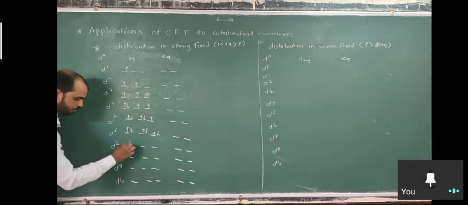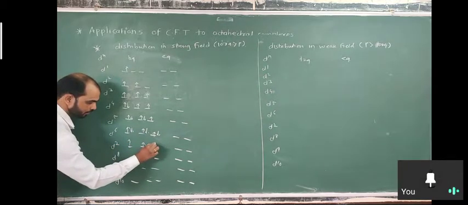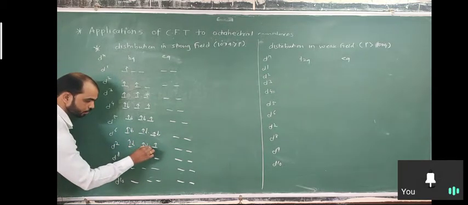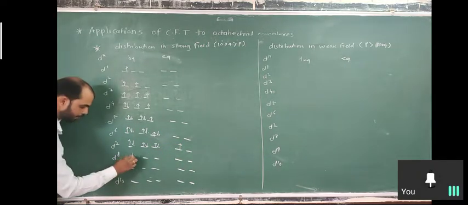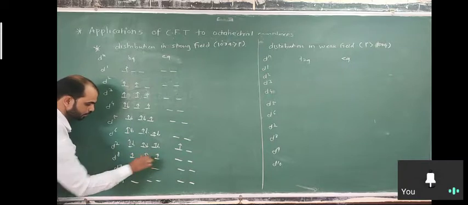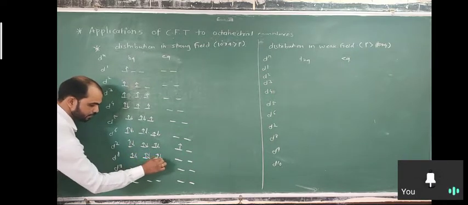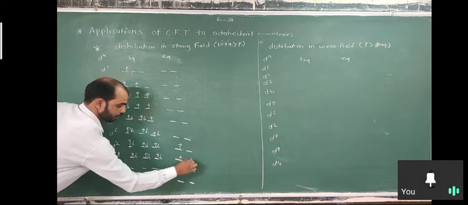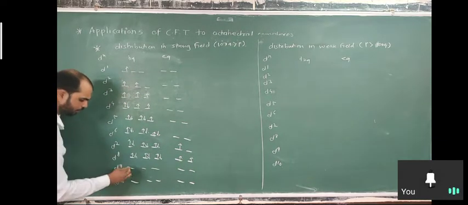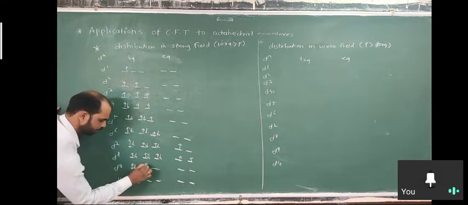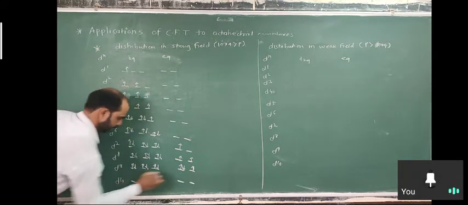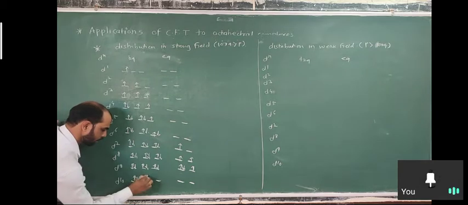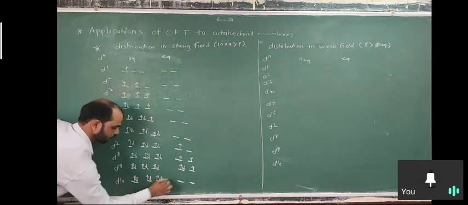So 6 is here. For 7, 1, 2, 3, 4, 5, 6. For 7, then we enter here. For 8, 1, 2, 3, 4, 5, 6, 7, 8. This way you fill up the remaining ones, 1, 2, 3, then 1, 2, 3, 4. Now I will do it directly.